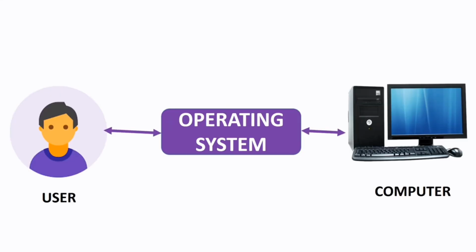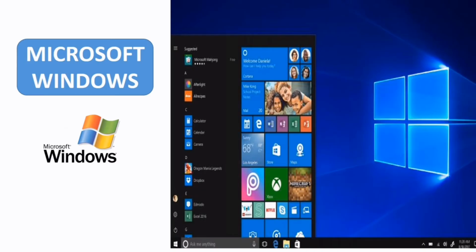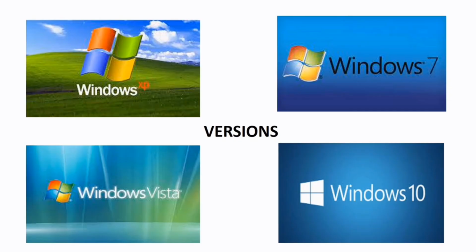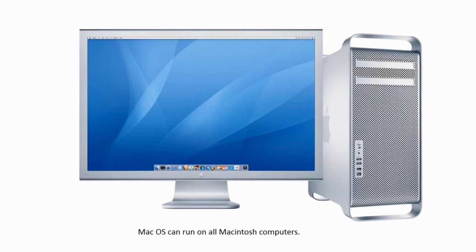Operating system. An operating system is a software that acts as an interface between the user and the computer system. Operating systems for desktop and laptop computers are Microsoft Windows, Linux, and Mac OS. Microsoft Windows is a very popular operating system created by Microsoft. The founder of Microsoft is Bill Gates. There are different versions of Microsoft Windows. Mac OS is an operating system created by Apple. The founders of Apple are Steve Jobs and Steve Wozniak. Mac OS can run on all Macintosh computers.